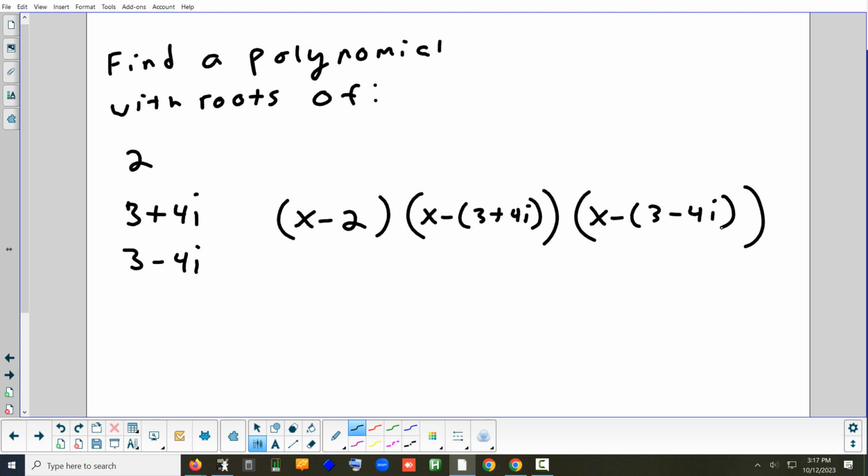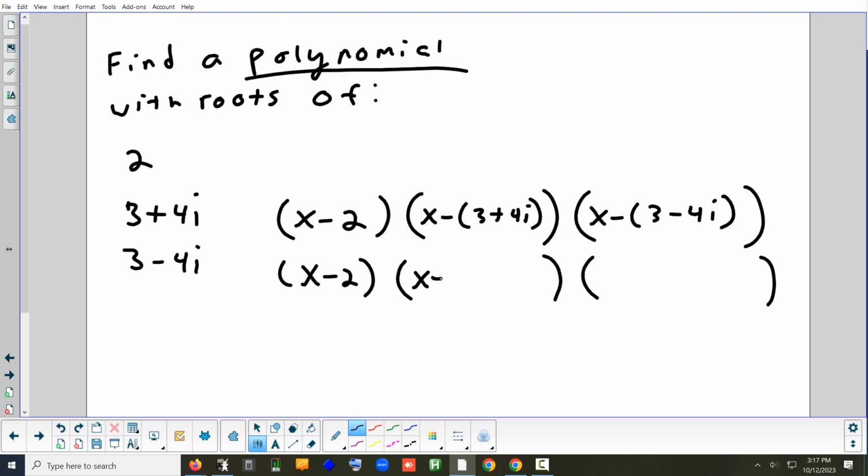Now, when we write a polynomial, can polynomials have imaginary numbers and constants? No. So all the imaginaries here should cancel out. So my suggestion is to always FOIL that first, and then do the x minus 2 last. Okay. What should we do inside each of those parentheses first? Distribute the negative. Yeah, let's distribute the negative. What do you get in the first one when you do that? X minus 3 minus 4i. And the second? X minus 3 plus 4i.